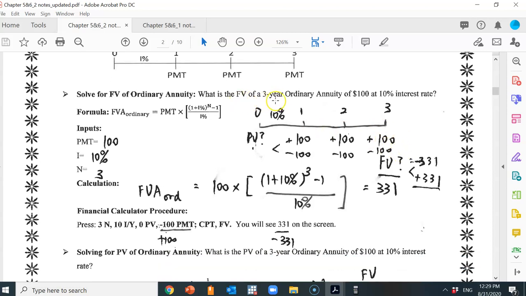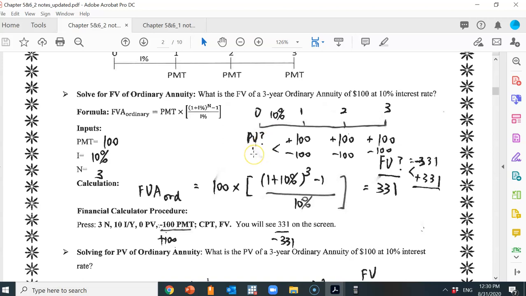And because we have a 3-year ordinary annuity, we can mark 3 100s. It could be positive or negative depending on how you want to define these 3 100s. If it's positive, it means cash inflow. If it's negative, it means cash outflow. Either is fine because this question doesn't specify whether it's income or expense here. And we also mark the 10% interest rate above the first period on the timeline.